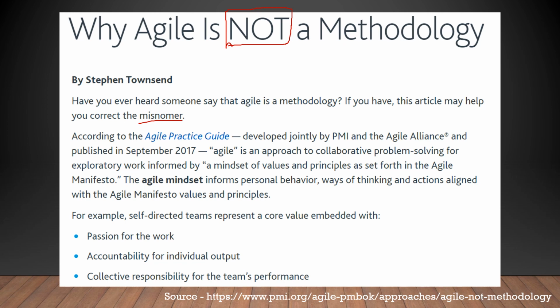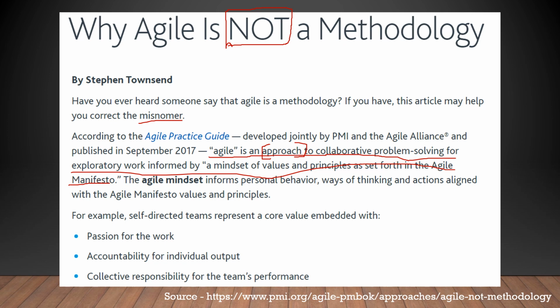So there's this Agile Practice Guide which has been mentioned too, and this was jointly developed by PMI and Agile Alliance. It was published in September 2017, and this came out with PMBOK Edition 6, right? So it says Agile is an approach to collaborative problem solving for exploratory work informed by a mindset of values and principles as set forth in the Agile Manifesto. So what it basically says is Agile is an approach. It doesn't say that Agile is a methodology. So that's one thing that should be clear, that Agile is not a methodology, it is an approach.